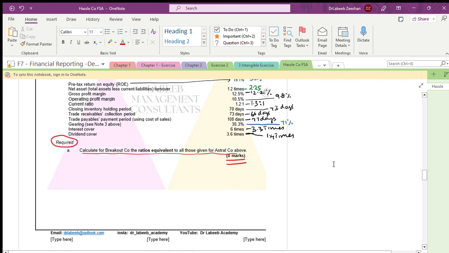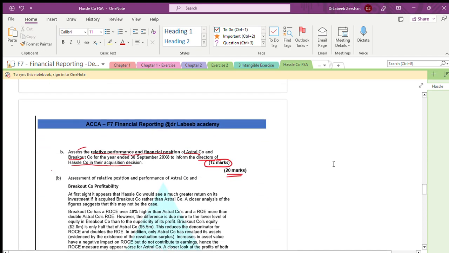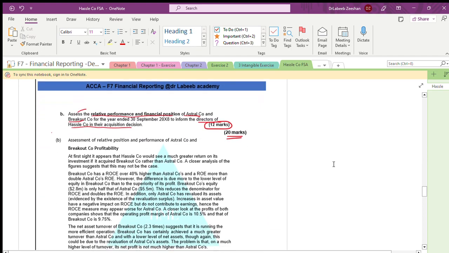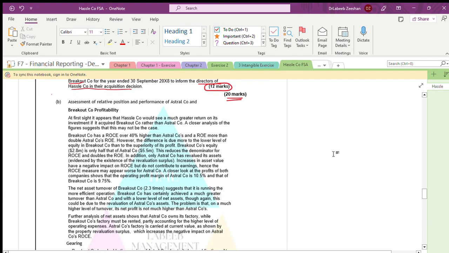We have calculated. Now what are they asking us? They are asking us to make an assessment. I have not written this; whatever is given in the resource material, I have taken the same thing and pasted here. They are talking about the breakout company's profitability.